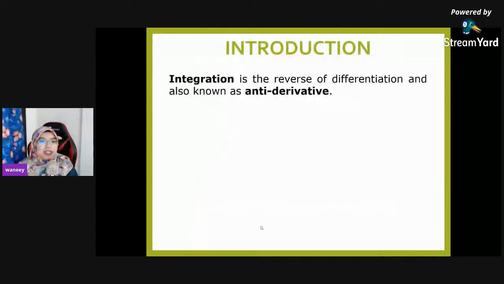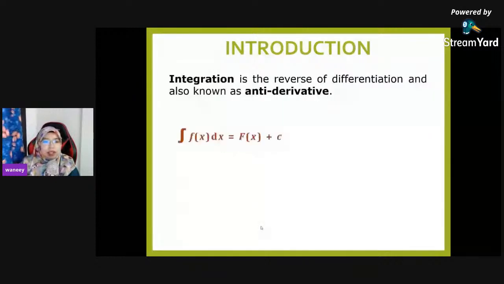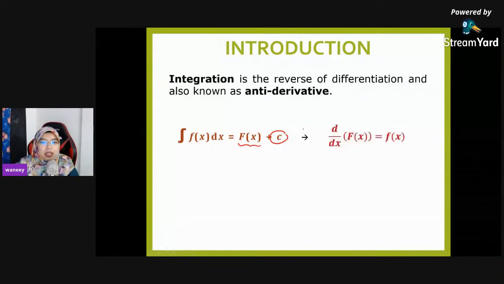Okay, so what is integration? Integration is actually the reverse of differentiation and also known as the antiderivative. Okay, so that means if we do integrate f prime of x with respect to x, we are going to end up with fx plus a constant c. Okay, so what do we mean? This is actually the reverse process of derivative.